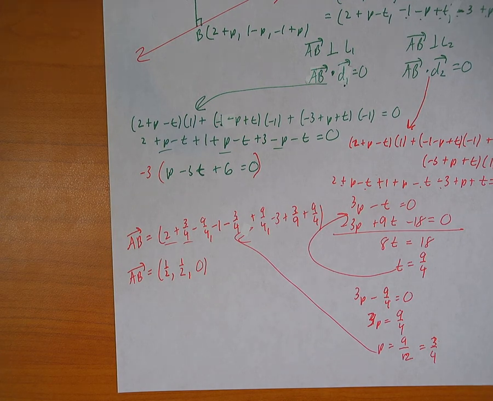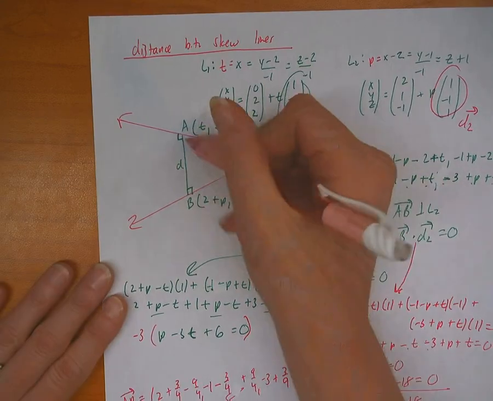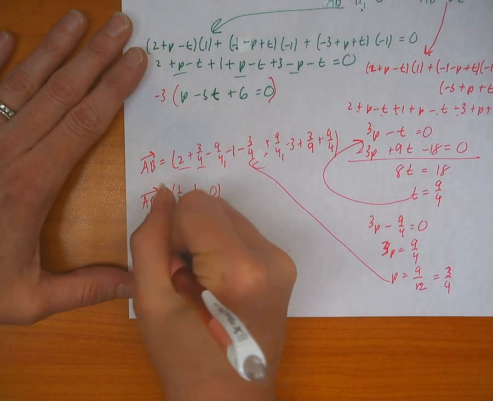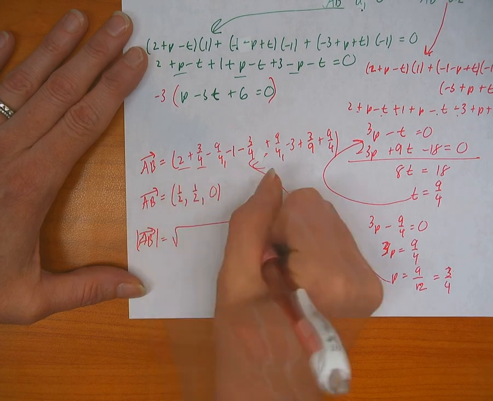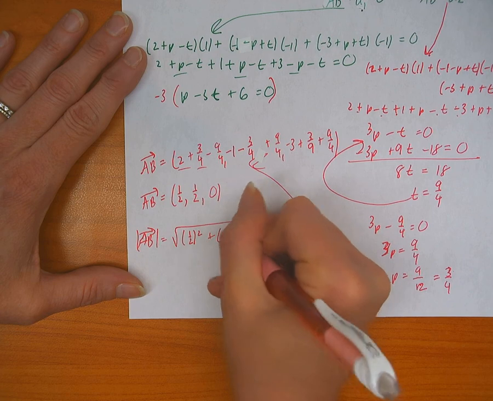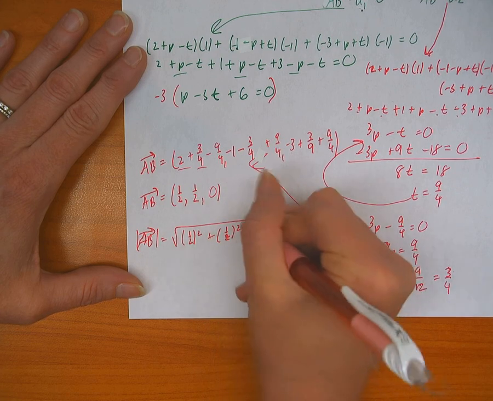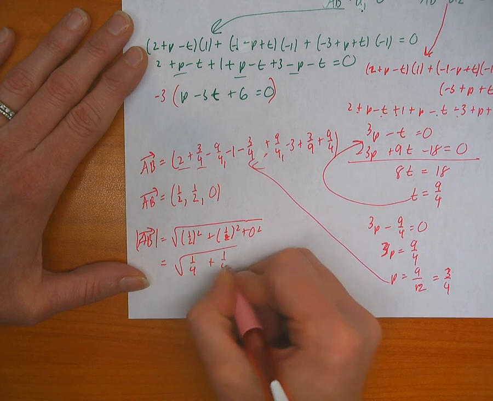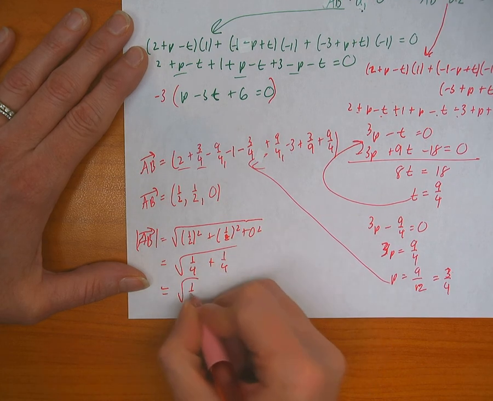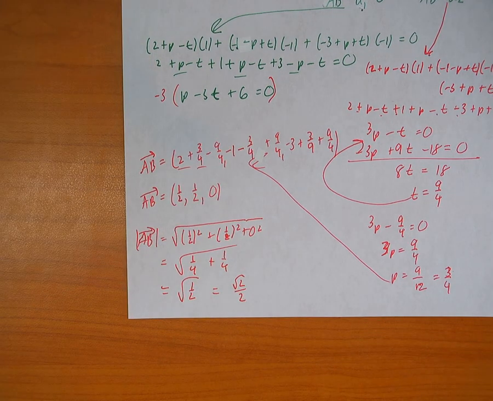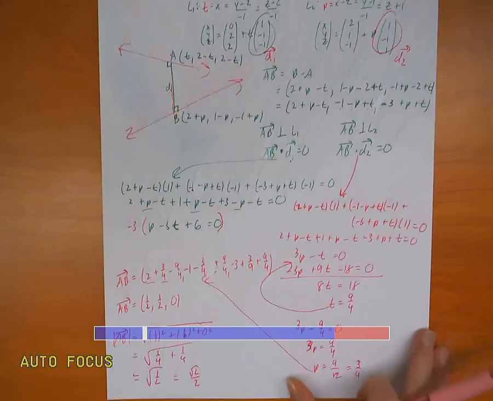And I want to know how far that is. What is this distance here? So I could then find the magnitude of vector AB by doing 1/2 squared plus 1/2 squared plus 0 squared, but that doesn't really make a difference. So I'll have the square root of 1/4 plus 1/4. So the square root of a half, which is the same as rad 2 over 2. So that would be the distance between these two skew lines.